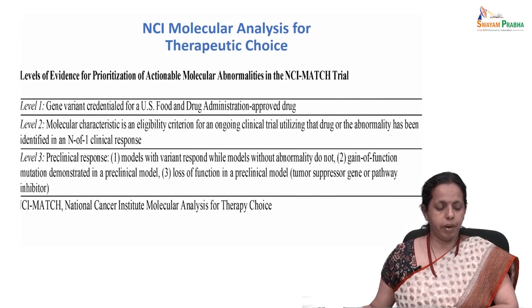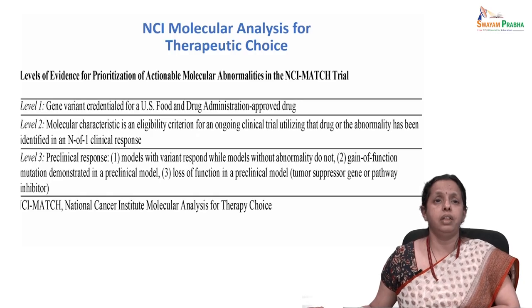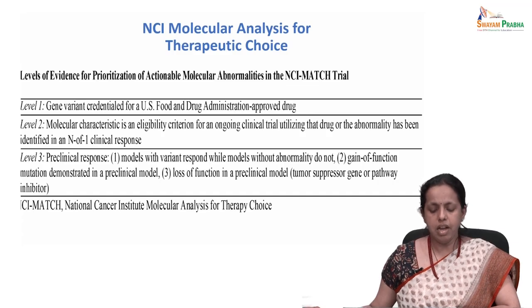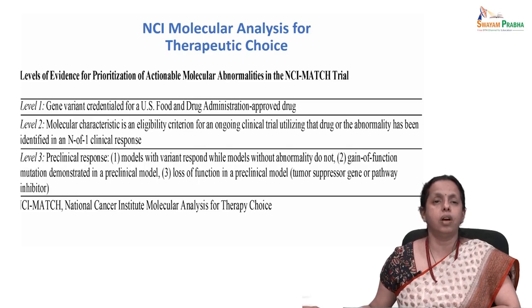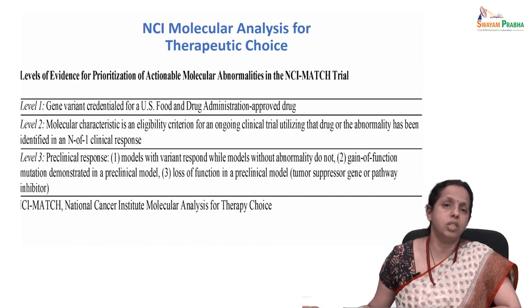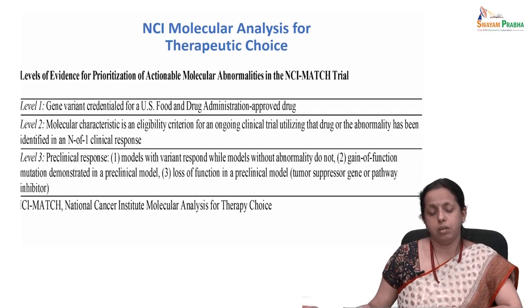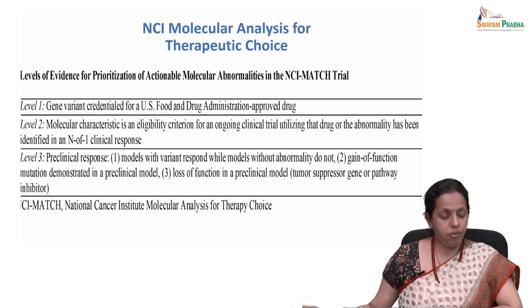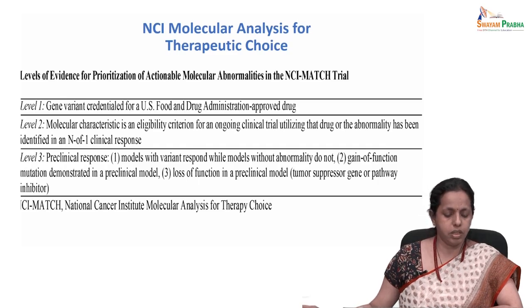What do I mean by the level of evidence for prioritization of actionable molecular alterations? Let me expand on the NCI-MATCH trial, what it is. You have a gene variant credential in this one. You identified a drug and then a gene variant. Then molecular characterization is an eligibility criterion for an ongoing clinical trial utilizing the drug, or the abnormality has been identified in an N-of-1 clinical response. Then you have the clinical response in level 3, where models with the variant respond while models without do not. For example, if there is a mutation, the mutants will respond to that particular drug, while the people without the mutation do not. Then you have a gain-of-function mutation demonstrated in a preclinical model, and loss of function, for example, of a tumor suppressor gene whose function is lost.